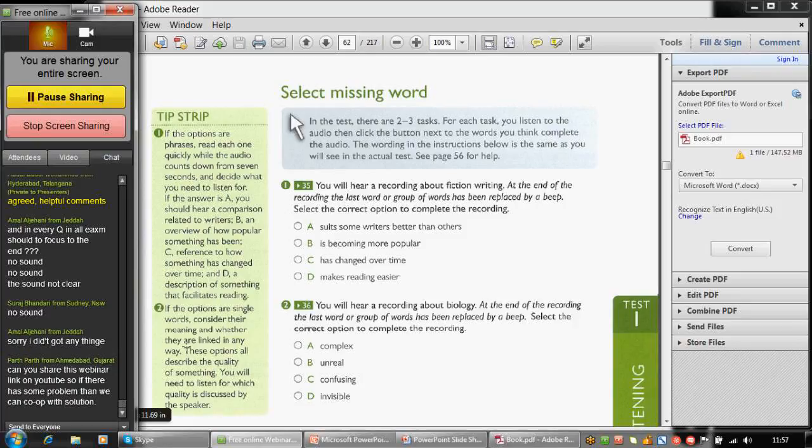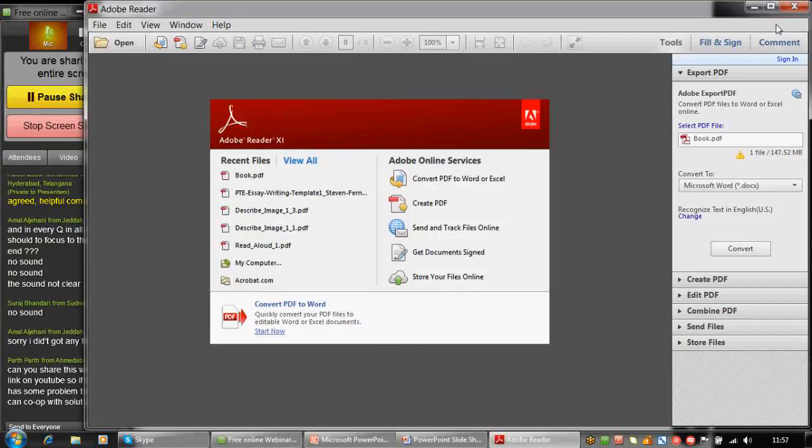No. Is it becoming more popular? Has changed over time, makes reading easier. So the one which works out properly or appropriate will be the right option. Okay, there are strategies. When we go deeper into it, I'll be able to explain it to you and give you proper inputs on this so that you can get it very easily.